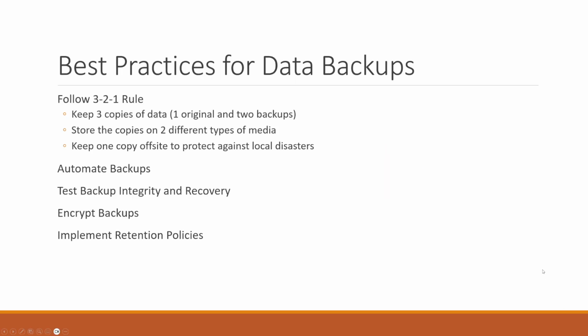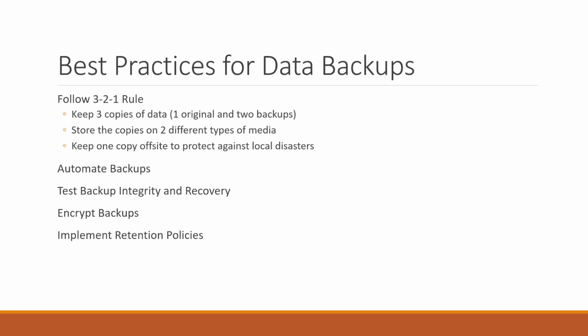There are some best practices when it comes to backups, and there is the 3-2-1 rule. When we're talking about the 3-2-1 rule, we're going to keep 3 copies of all data, 1 original and 2 backups. We're going to then store 2 copies on different media, like maybe we'll put 1 in the cloud and then 1 on another external hard drive.